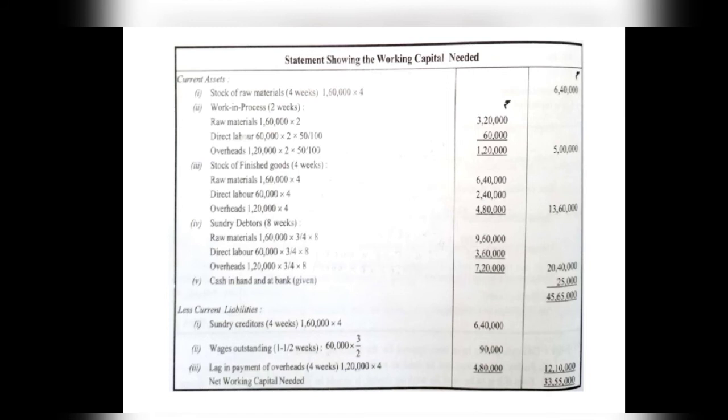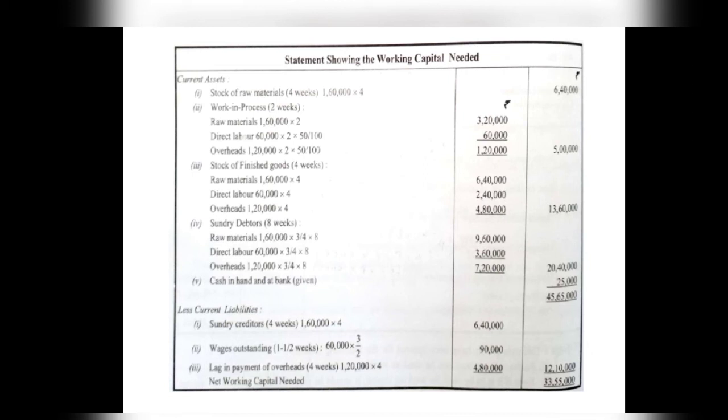So here we have taken raw materials. Cost of raw material is 1,60,000 into 3/4, 3/4 for credit sales, into 8 weeks. So it comes to rupees 9,60,000 in the inner column. Then similarly direct labor. Direct labor cost per week is 60,000 into 3/4 credit sales into 8 weeks. 3,60,000. Overheads 1,20,000 into 3/4 into 8. 7,20,000. Now the total of all these three elements of cost we take to the outer column, rupees 20,40,000.